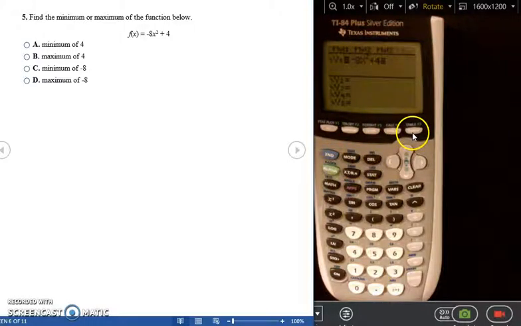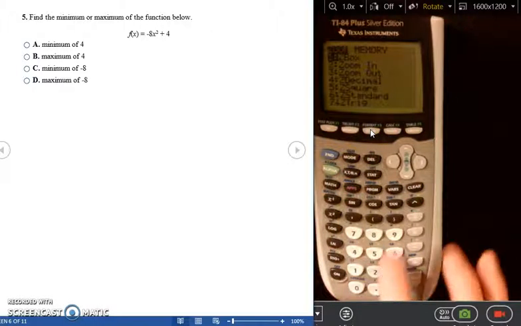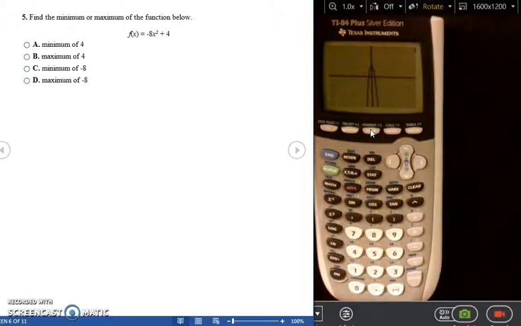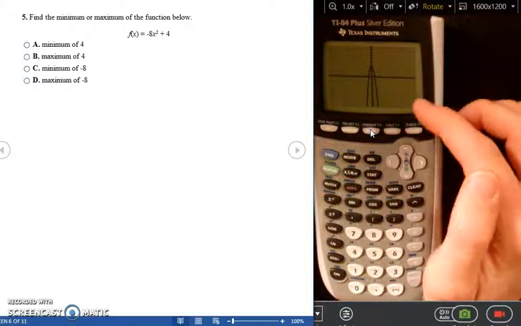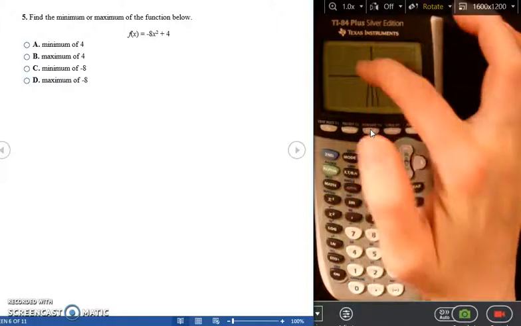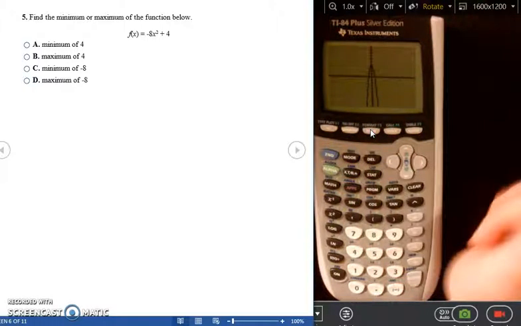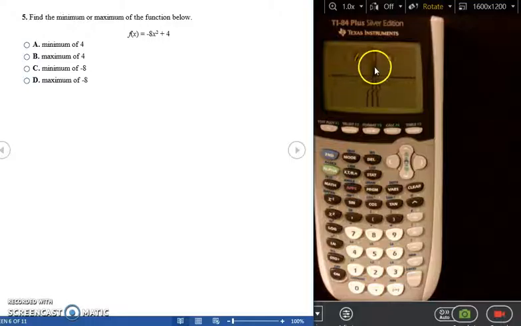And then I'm going to go ahead and graph it, but I want to go zoom standard just to make sure I still have that correct window, just so I know what I'm looking at. And there I see the parabola is opening down. So since it's opening down, it's going to have a topmost point, or a maximum point. And I want to calculate what that maximum is going to be. So I'm going to go into calculate above trace here.